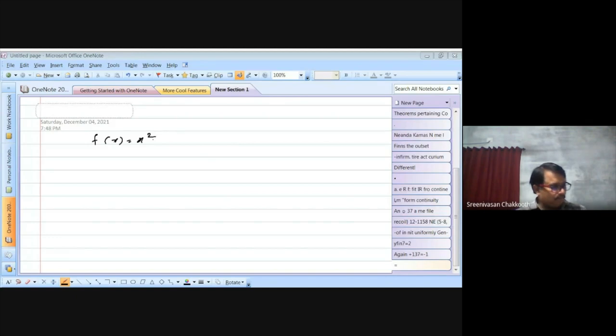But consider the same function, f of x equal to x squared, for x an element of R, or x belongs to [0, infinity). We may take the domain as [0, infinity). Then we know that f of x equal to x squared is continuous, but it is not uniformly continuous.